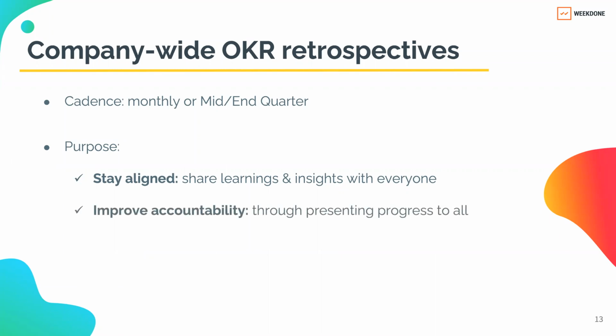Secondly, it also improves accountability. So if we have to present to everybody in the company every 4 weeks or every 6 weeks, we really need to make sure we move our OKRs forward. We need to make sure we set good OKRs. We are going to be accountable to every other team in the company, and they're accountable to us. The leadership is accountable for setting good company level objectives as well.